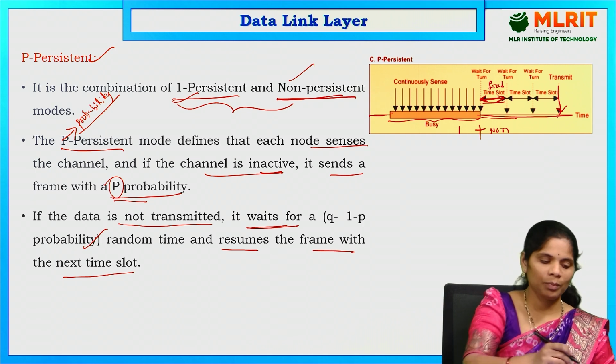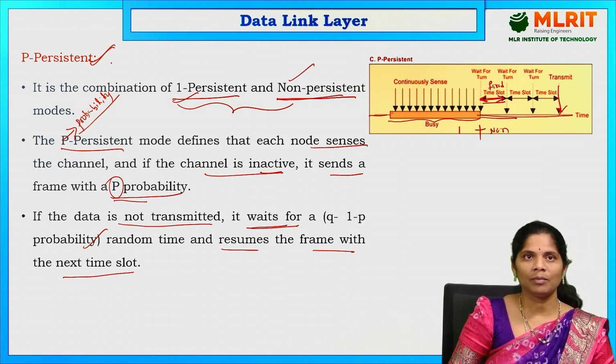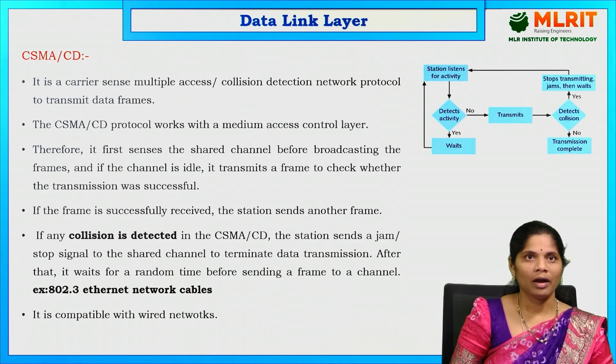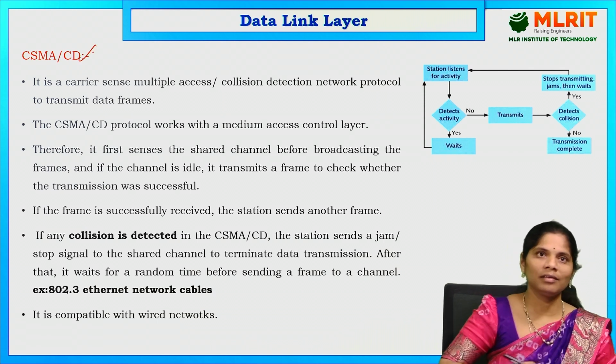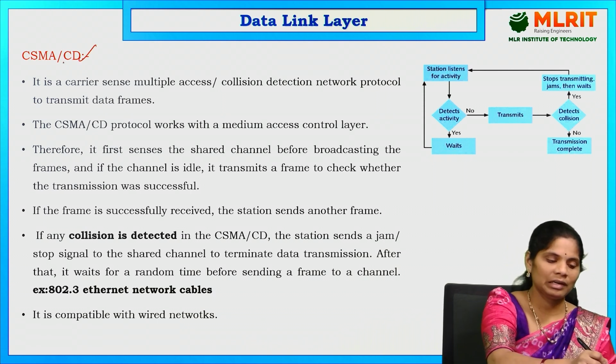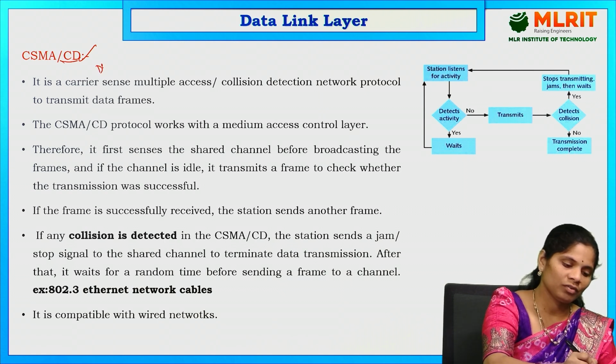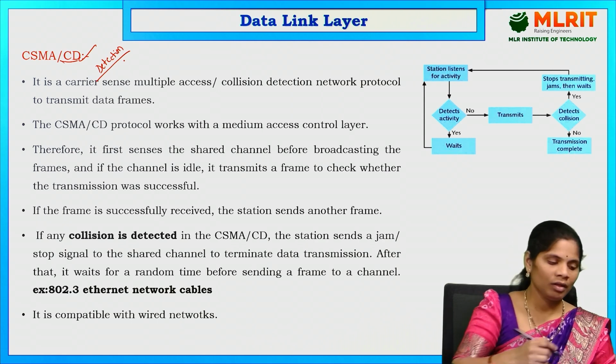That is about pre-persistent CSMA. These are the three types of access modes in CSMA. And next one is CSMA/CD, that is carrier sense multiple access with collision detection. Here we are talking about collision detection, how to detect the collision in CSMA.